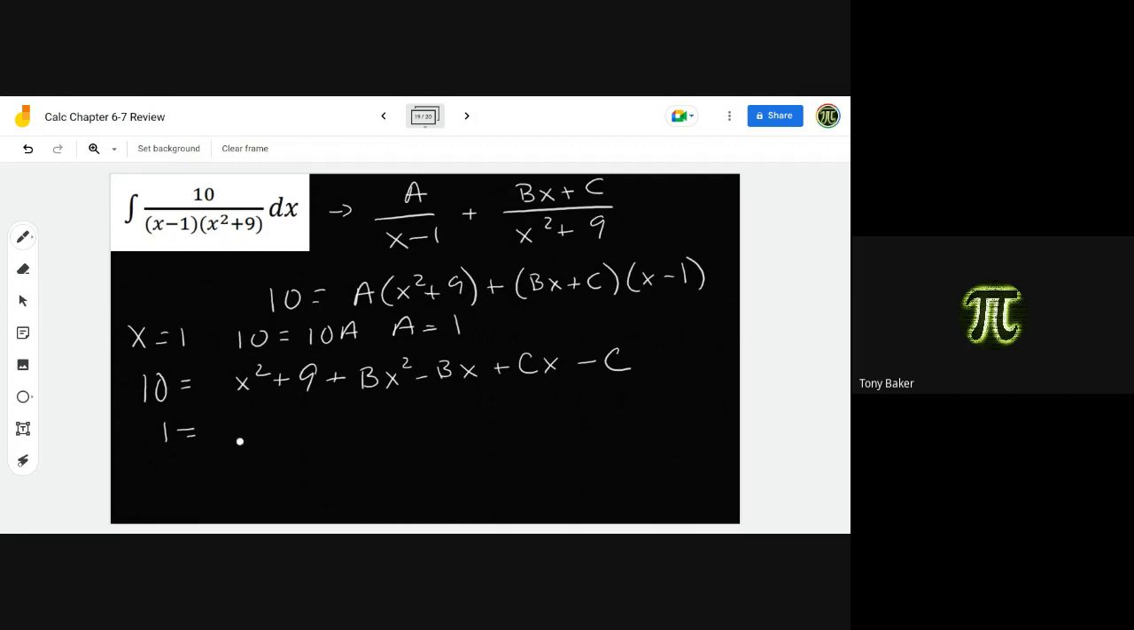So 1 equals x squared is b plus 1. And then the x there is c minus b, x minus c. So, is there an x squared term?